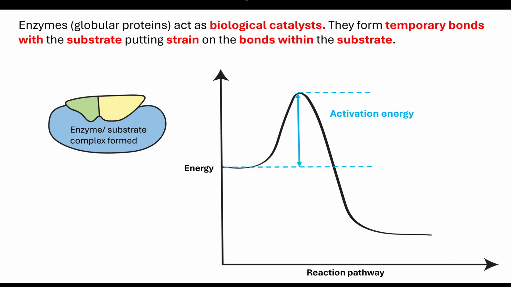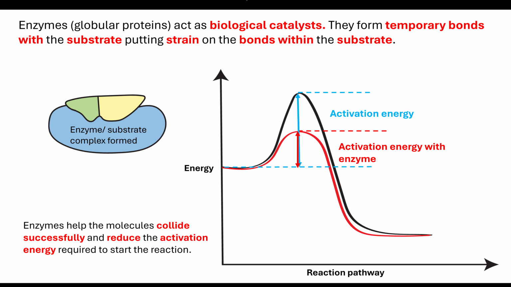So as they come together, what you get is what's known as an enzyme substrate complex forming. So the enzyme and the substrate will collide. When there is a successful collision, that will result in this enzyme substrate complex forming. That will then reduce the activation energy because of these temporary bonds that have been formed with the substrate, reducing the activation energy that's required to start the reaction.